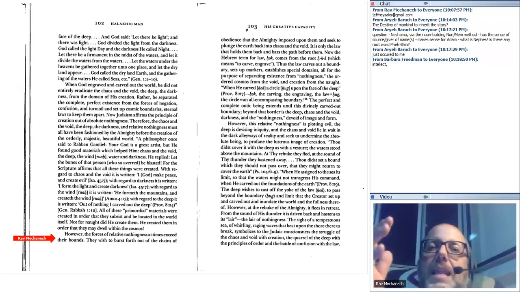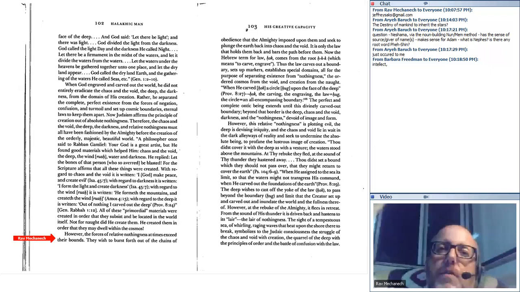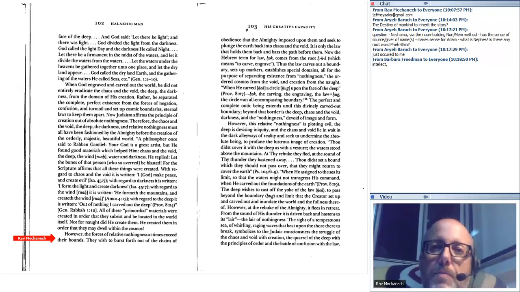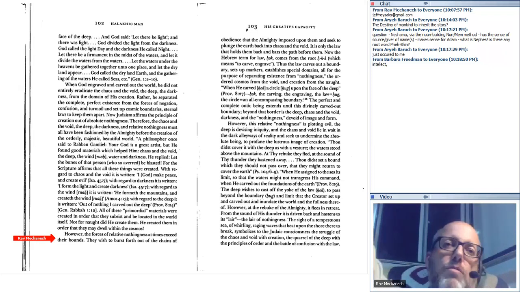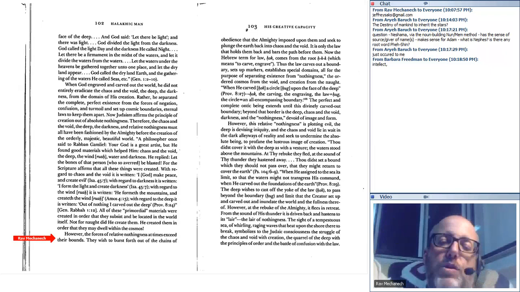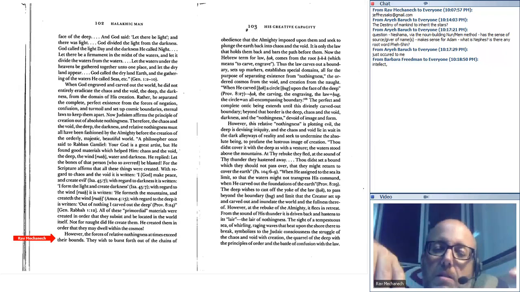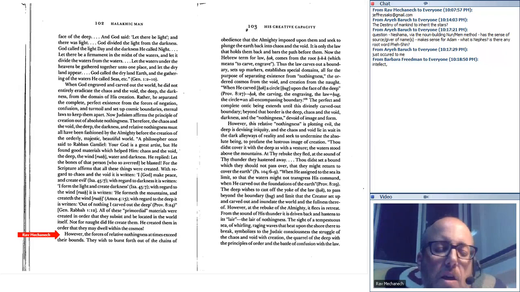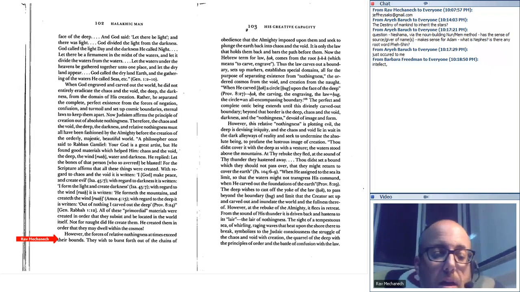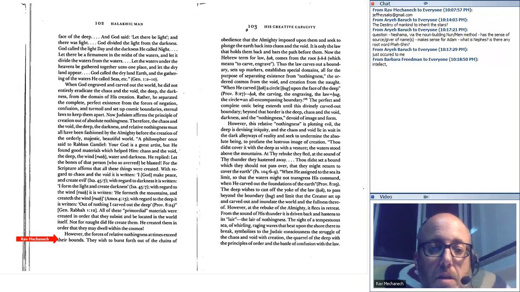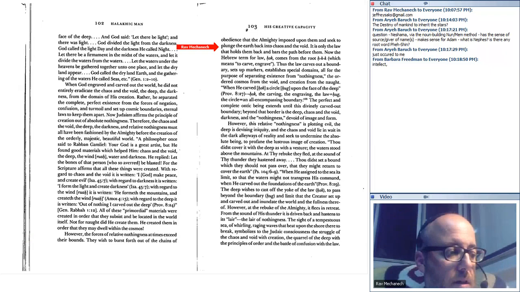That's the halakha. The halakha, again, broadly defined, is that border between the forces of vacuum, the forces of chaos, the forces of nothingness, the forces of destruction, and the creativity of that which is that occupies the inside of the borderland. The relative nothingness at times exceeds its bounds. It wishes to burst forth out of the chains of obedience that the Almighty imposed upon it, to seek and plunge the earth back into chaos and void. It is only the law that holds them back and bars the path before them.